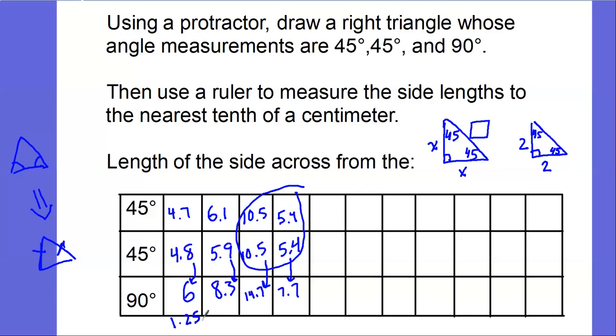This one here, if I multiplied 4.8 by 1.25, that's going to give me 6. With this one here, if I multiply 5.9 by 1.41, I'll get to 8.3. If I take my 10.5 and multiply that by about 1.4, I'll get my 14.7, and my 5.4 times 1.42 will give you my 7.7.